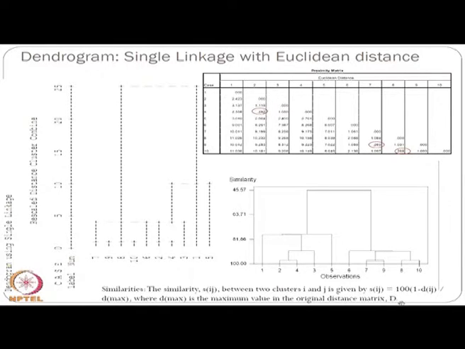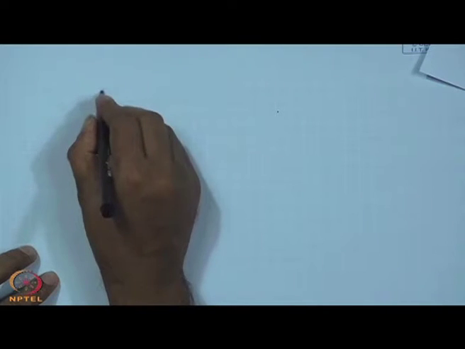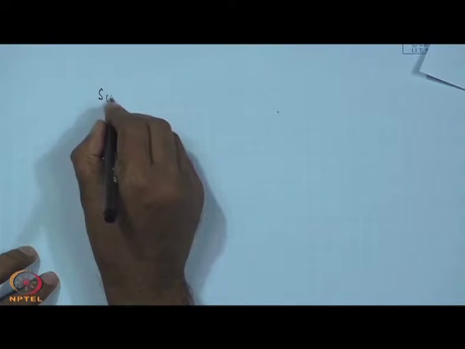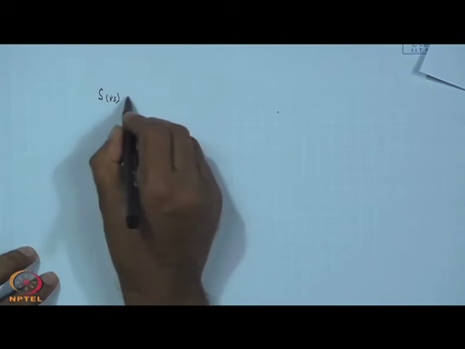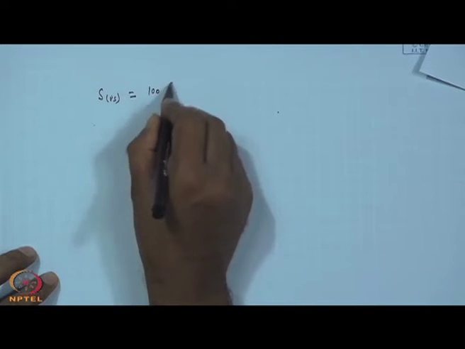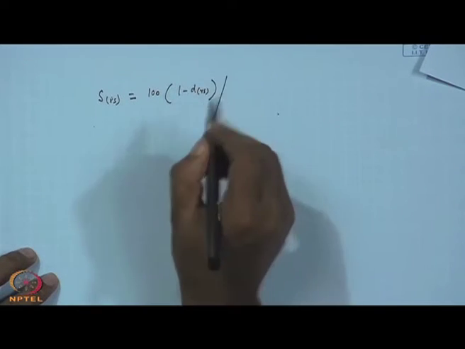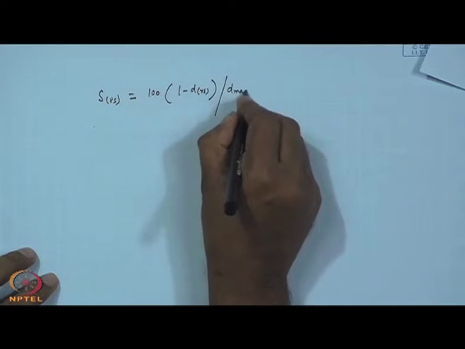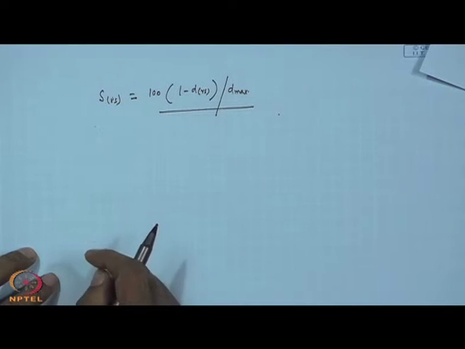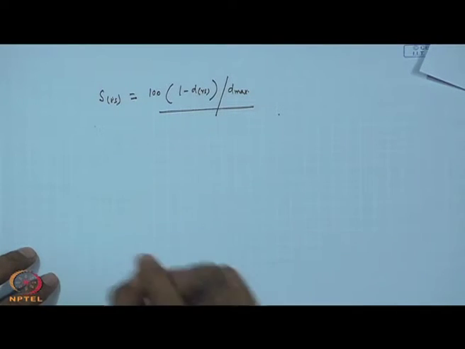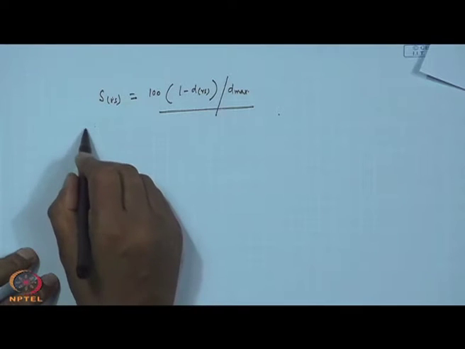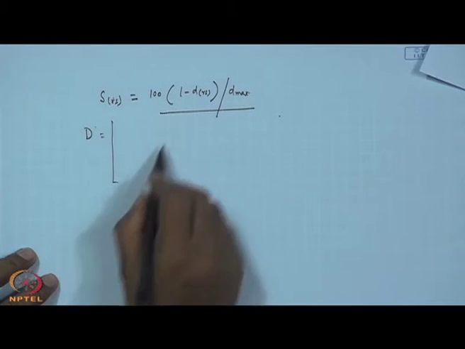How is the similarity calculated here? Similarity is calculated using this formula. The formula is similarity, suppose S, if I say Ij or Rs, then S equals 100 into 1 minus dRs divided by Dmax, where Dmax is the maximum distance available in the original matrix D.